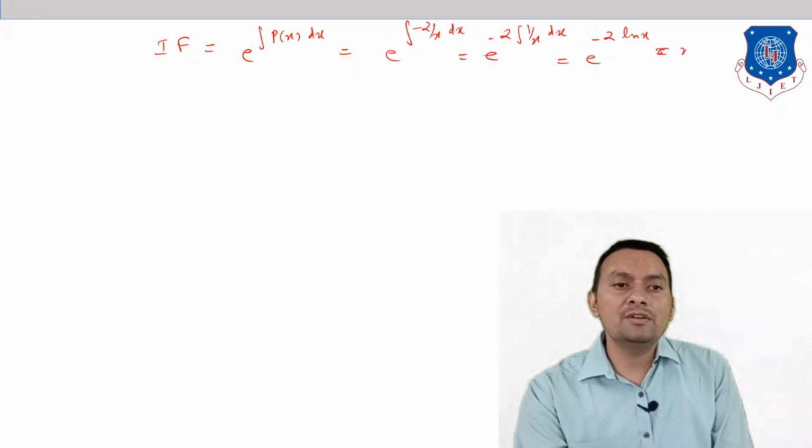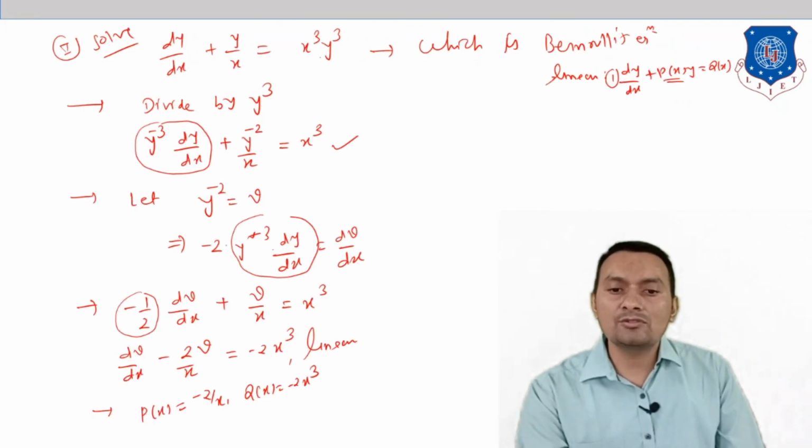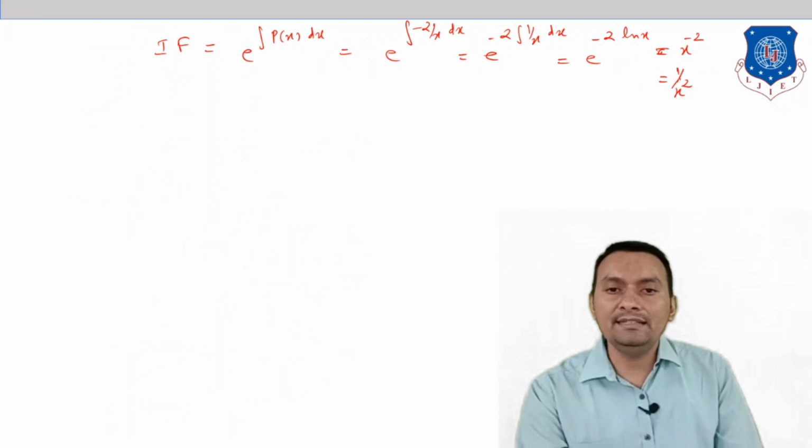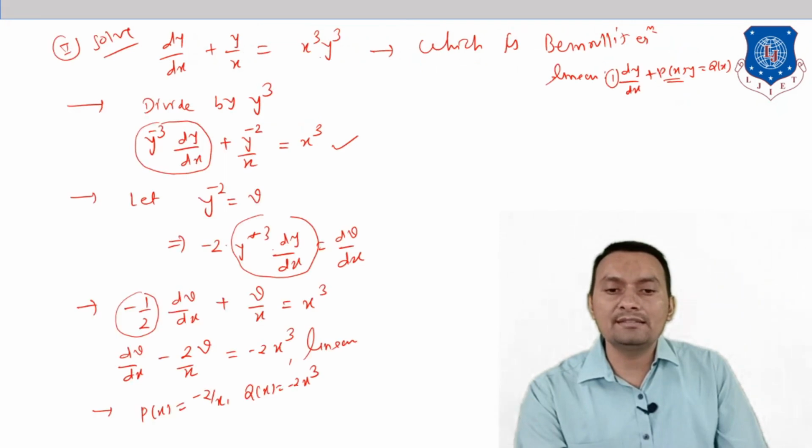So from this you can say that x raised to minus 2 can also be written as 1 divided by x cubed, and that is our integrating factor. So now we have the Q of x. Let me write that Q of x is nothing but minus 2 times x cubed, that you can see.